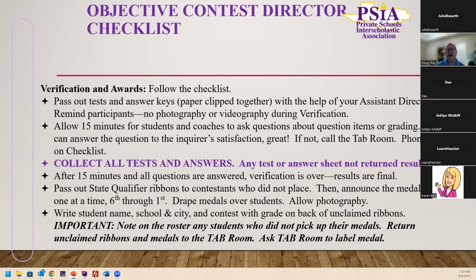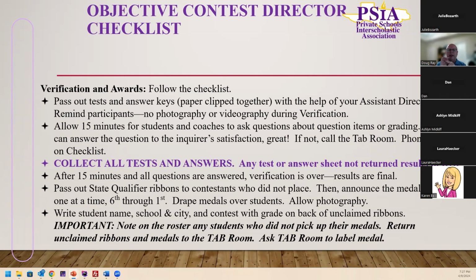All right, now suppose that a student or anyone from that student's school does not attend the verification. They give up their right to contest any of the material, but more importantly at this point, what do you do with the ribbon and what do you do with the medal if they are not there to claim the medal?